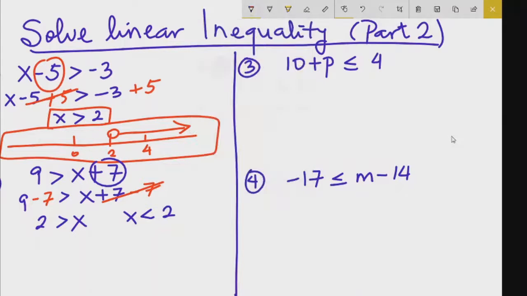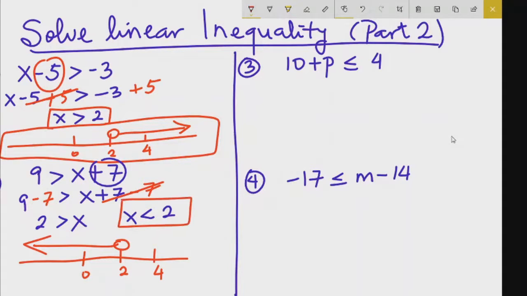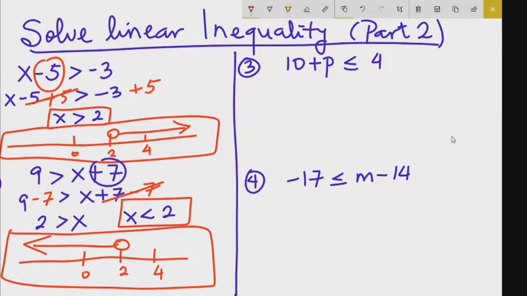Now we can show this on the number line. Again, we have 0, we have 2, 4. In this case, x is less than 2. It's still going to be an open circle, now going to the left. So the answer can be represented as an inequality, or it can be represented on the number line.